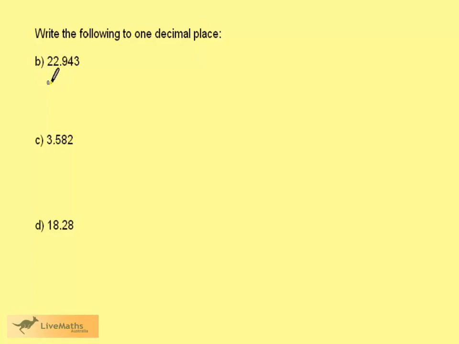Consider 22.943. To one decimal place, this number is either going to be 22.9 or 23.0. The second decimal place here is a 4, so we're closer to 22.9, and so we have 22.9 correct to one decimal place. Note here, with the 4 in the second decimal place, that the first decimal place remained as a 9.